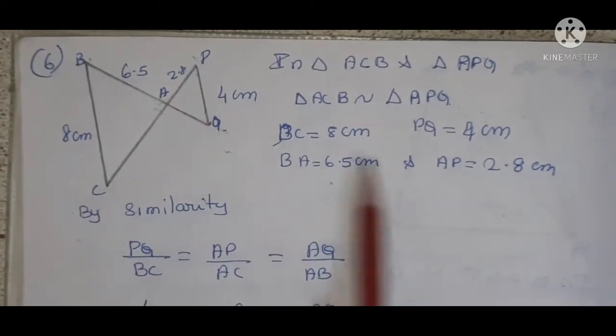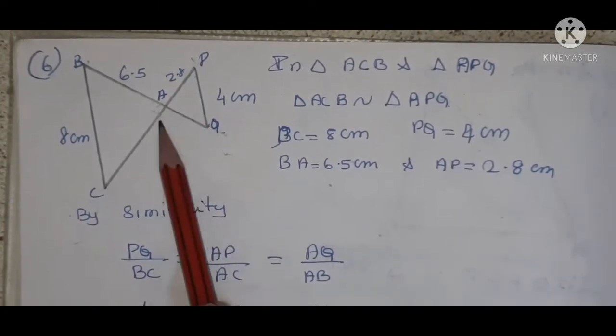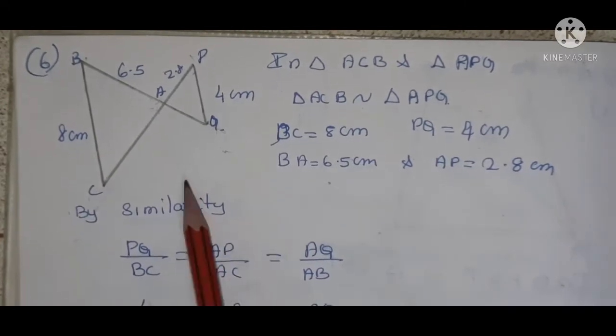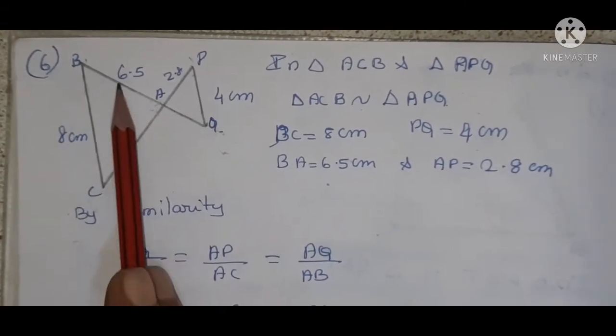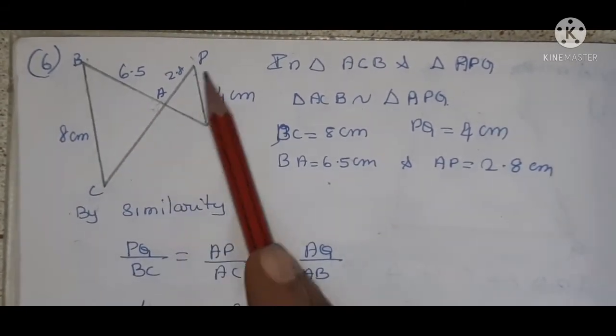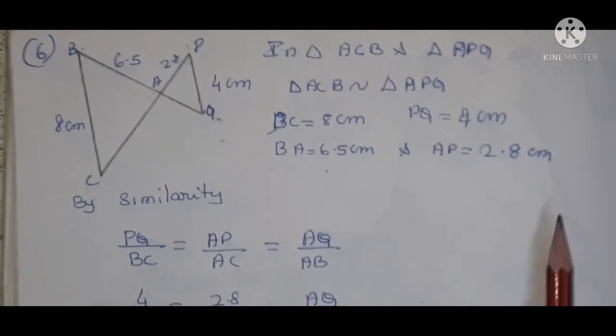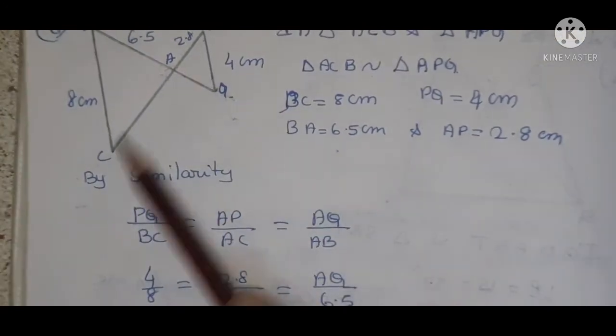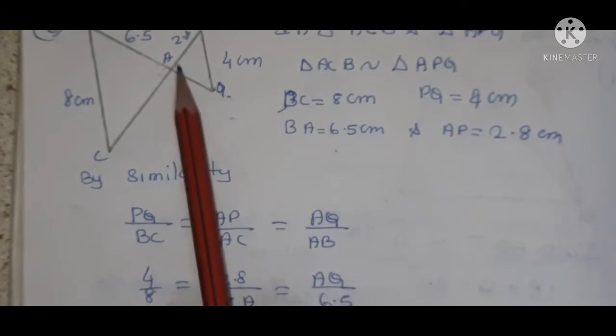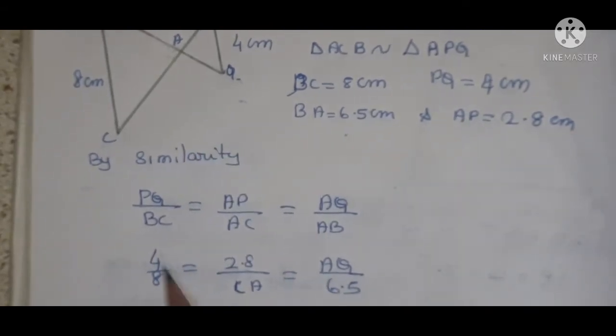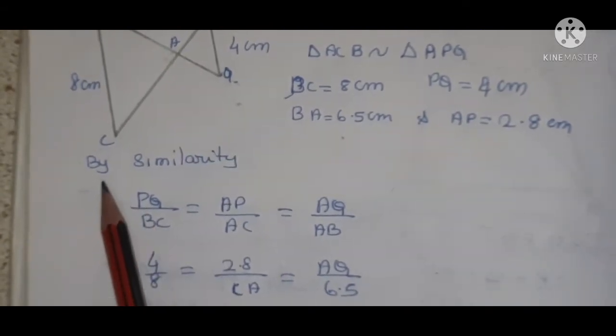Here BC is 8 cm and PQ is 4 cm. BA is 6.5 cm. AP is 2.8 cm. To find CA and AQ, the given two triangles are similar triangles.